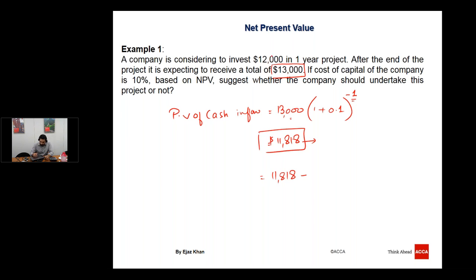Now we'll compare this $11,818 with the actual required in the question, that is $12,000. So the investment required in this question is $12,000, which is higher than what maximum the company should be investing. And the difference is $182 negative. So since the net present value is negative, the company should straight away reject this project. Is it clear?